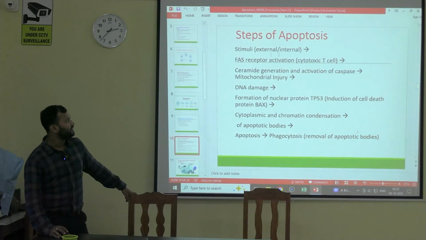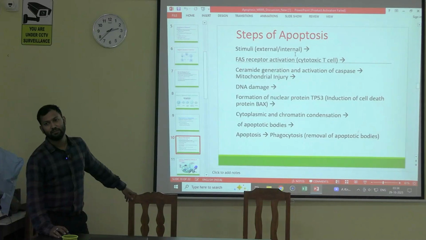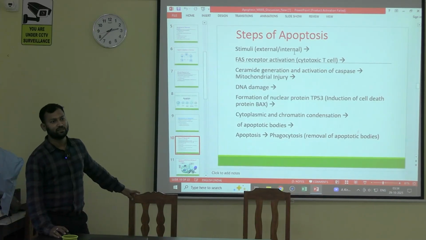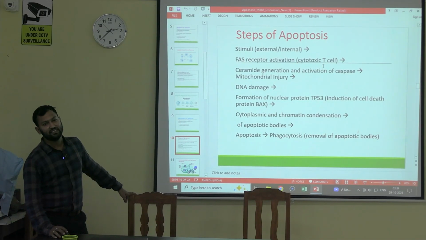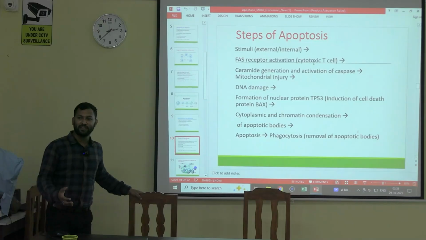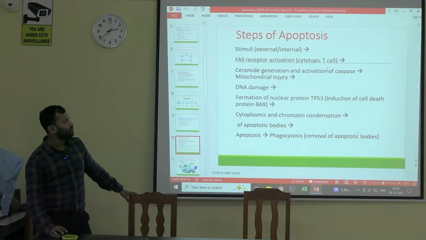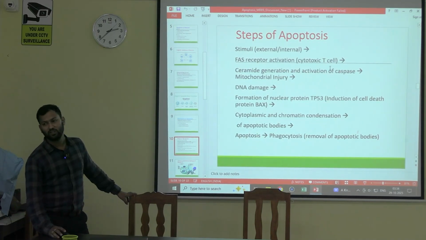So first there will be internal or external stimuli, because for anything stimulus is required. The cell will not suddenly break down its own body without any reason. There is stimuli. Then there is FAS receptor activation in cytotoxic T cell. There are some cells, cytotoxic T cells, which are necessary for the body for defense mechanisms. Sometimes these cells will recognize any other cells of the body which are harmful to the body, or which are no longer needed.